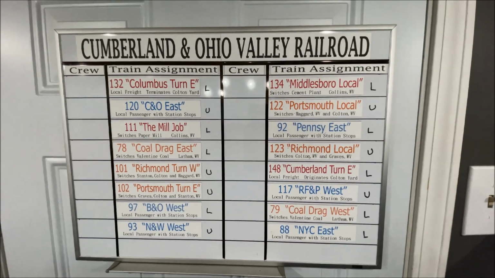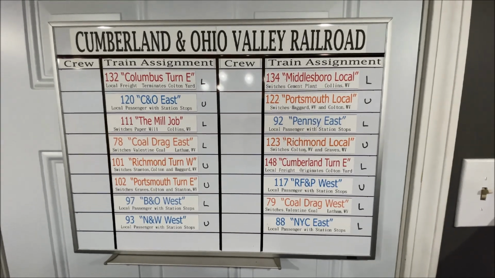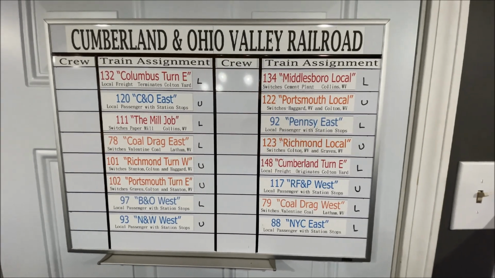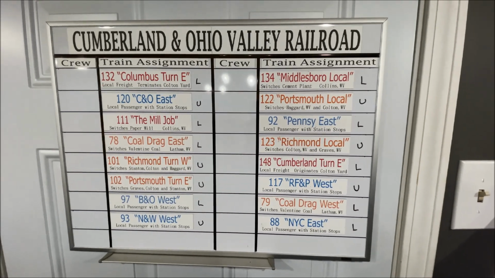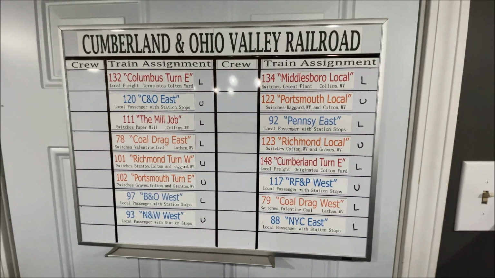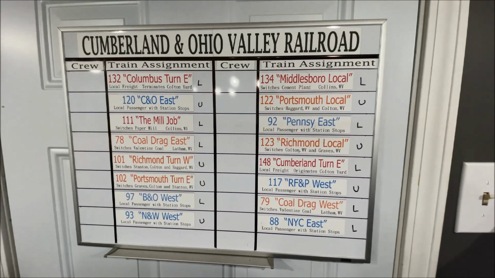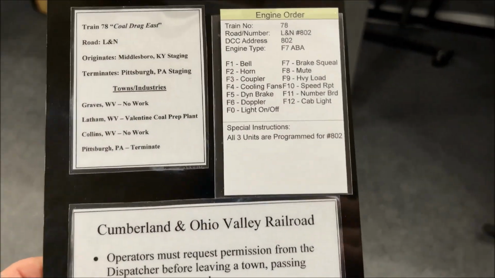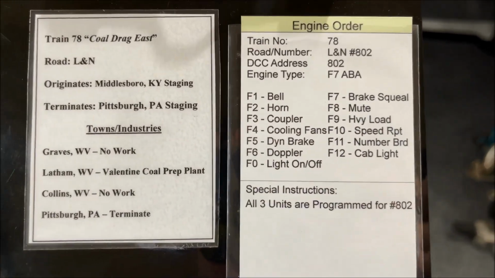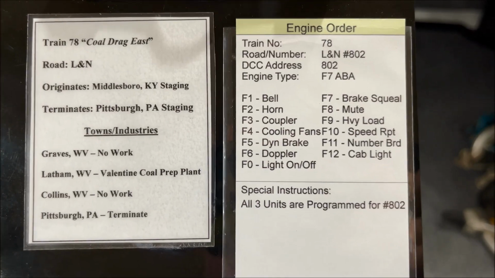But you would sign up, and then as dispatcher, I will call the trains in order. And once your train is called, you would come to me and I would give you a clipboard with all the information for your train. So let's take a look at that. I would give you a clipboard. If you were running train 78, I'd give you this one.